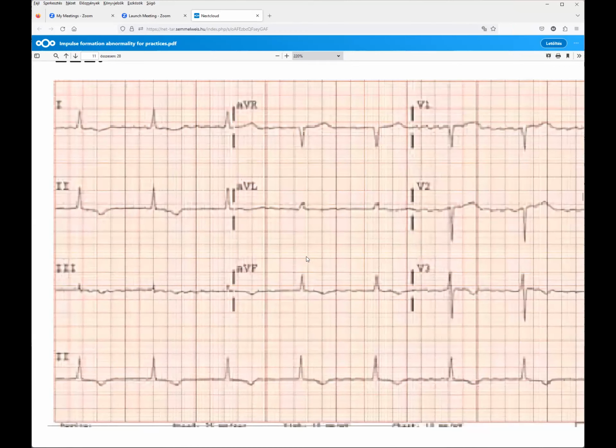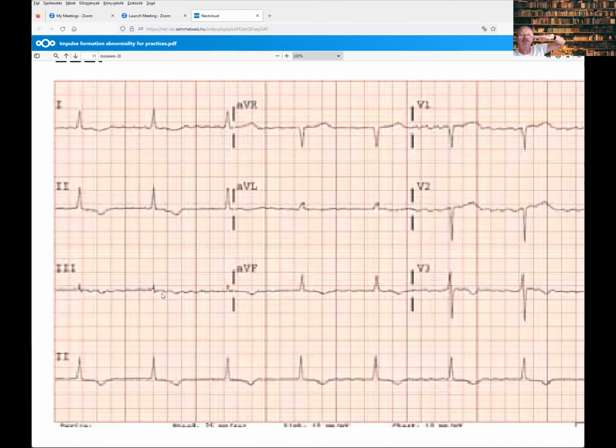I could be completely wrong, but I was confused whether it's atrial flutter or junctional escape rhythm. Okay, that's a junctional escape rhythm, as you see, because that's rhythmic. And this is not a flutter wave because it's very fast. If you look at lead number three, you can see some undulating baseline. So that's an atrial fibrillation and a junctional escape rhythm. So somehow we had a complete block between the atrium and the ventricle. And from an inferior junction, we do have an escape rhythm. So that's a tricky ECG.